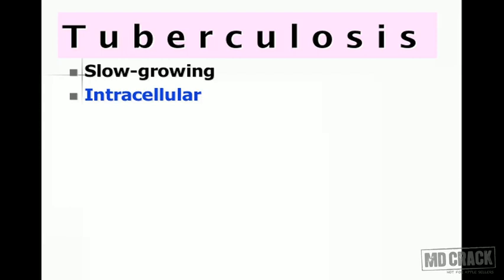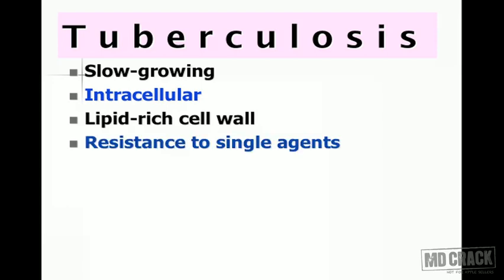Secondly, the organism is intracellular. So your drug has to penetrate inside the cell and then get to the microorganism and affect it. Next, Mycobacterium tuberculosis has a lipid-rich cell wall, so your drug should have the capacity to penetrate this lipid-rich cell wall.